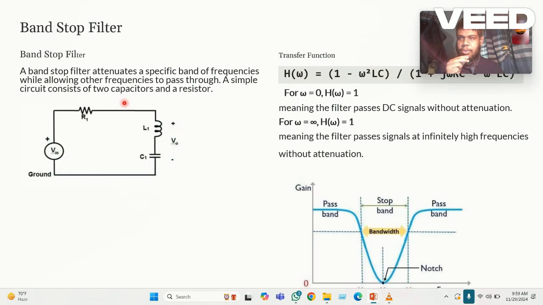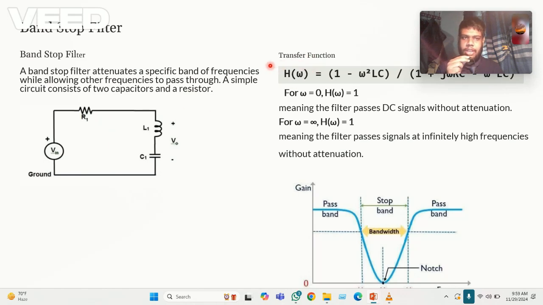In next slide we can see the band stop filter. A band stop filter attenuates a specific band of frequency while allowing through the frequency to pass through. A simple circuit consists of two capacitor and a resistor. Here is a circuit of band stop filter.